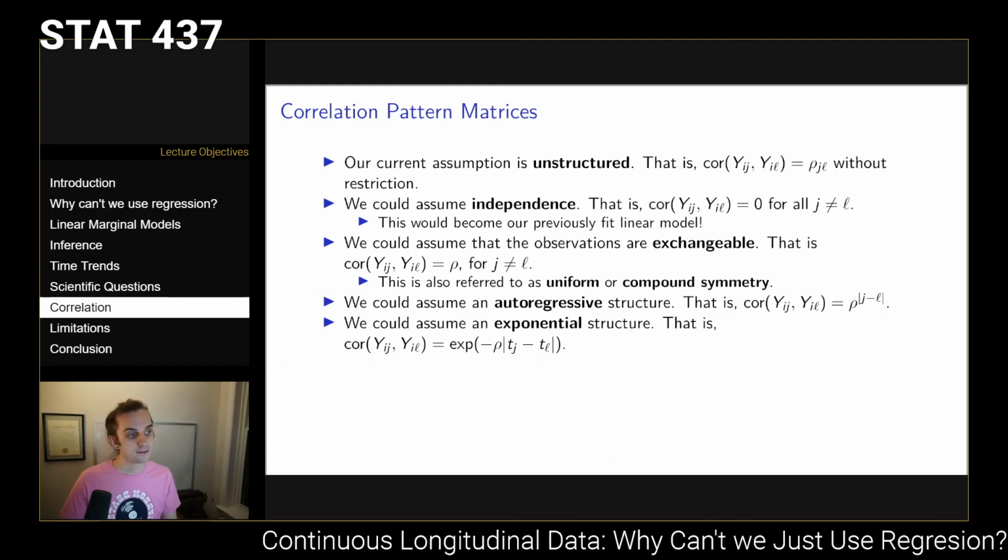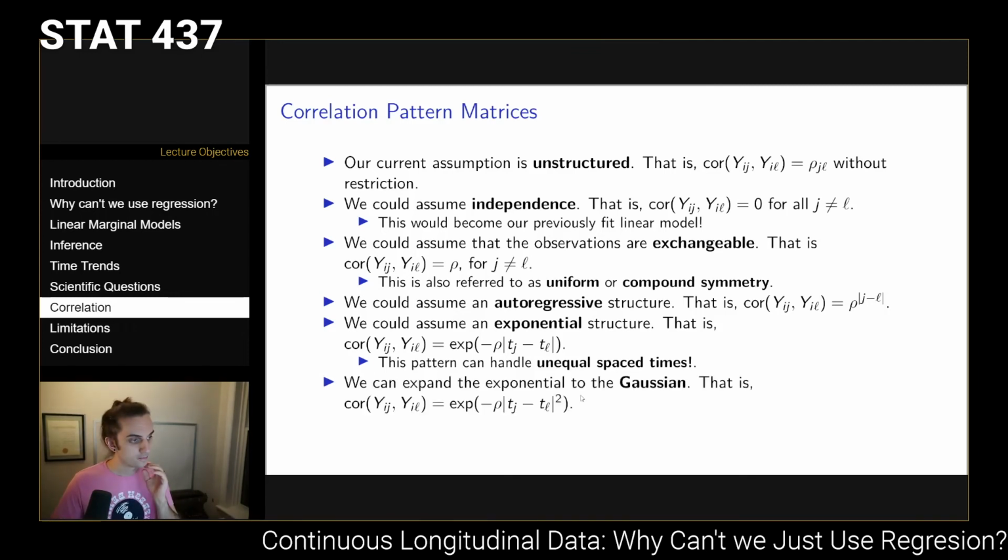And so this exponential structure is sort of a natural generalization of the autoregressive structure here. And actually you can prove, and maybe you'd be interested in doing this yourselves, that if you have balanced data, the exponential structure and the autoregressive structure are exactly the same. So this is just a way of accommodating non-balanced data inside of that autoregressive structure. So again, it can handle unequally spaced time points. And that's sort of a novel situation with it.